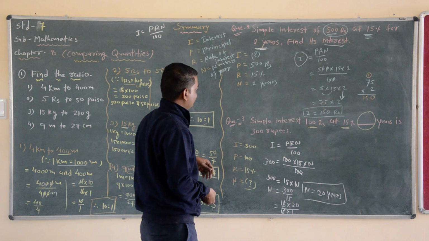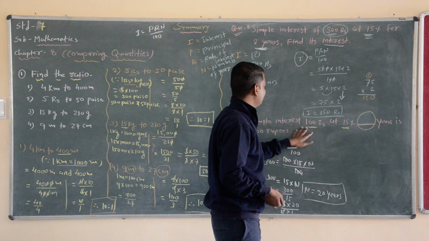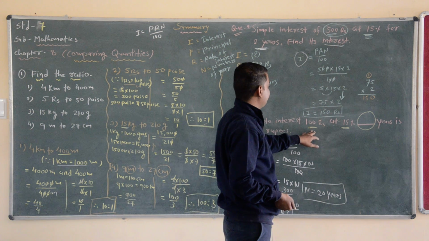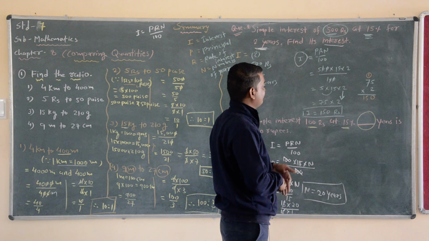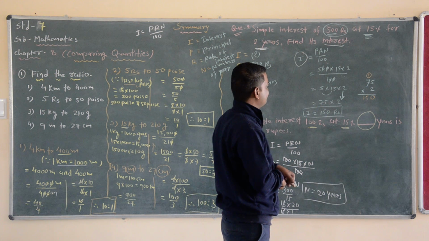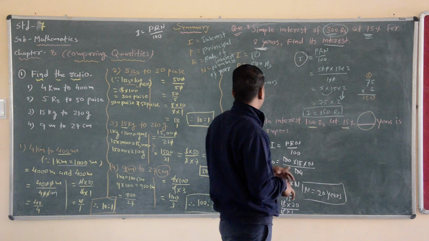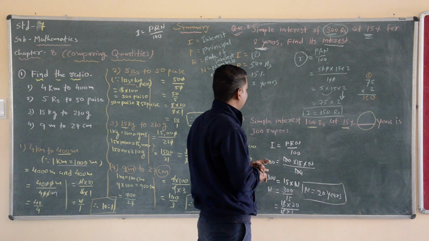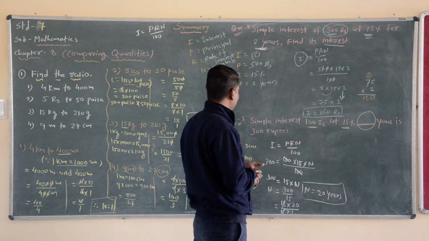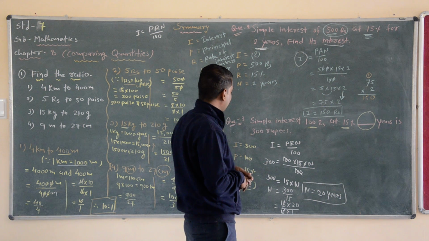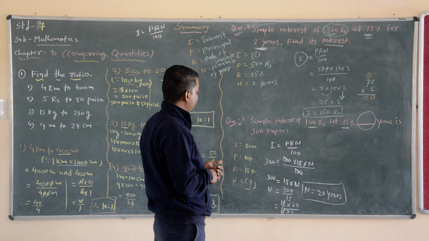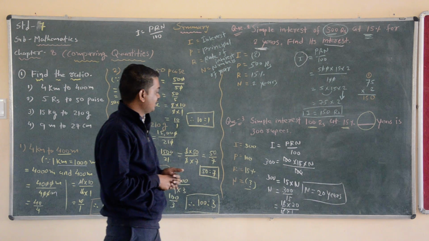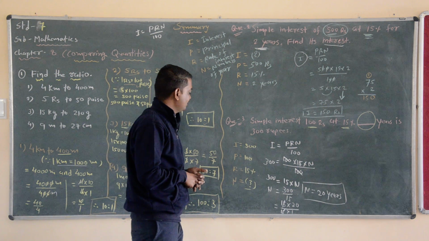Now our second question related to simple interest. Here we are given 100 rupees at a 15% rate of interest, and we need to find the number of years, and the interest is given as 300 rupees. So we have 300 as I, interest, P is equal to principal, which is 100 rupees, 15% is the rate of interest, and we need to find the number of years.